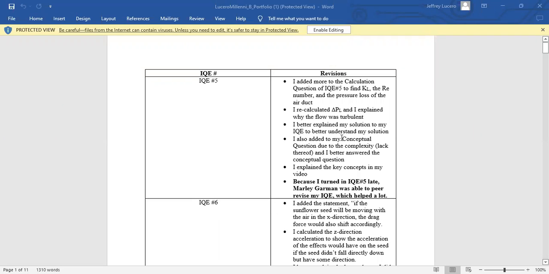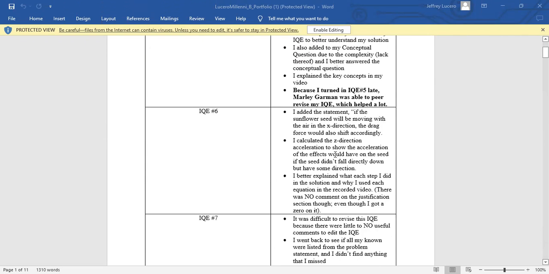I also added to my conceptual question due to the complexity or lack thereof, and I better answered the conceptual question. I explained the key concepts in my video that I'm currently doing right now. Because I turned in IQE number 5 late, like really late, Marley Garman was able to peer revise my IQE, which helped a lot.